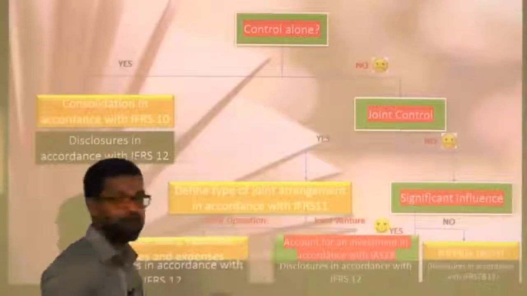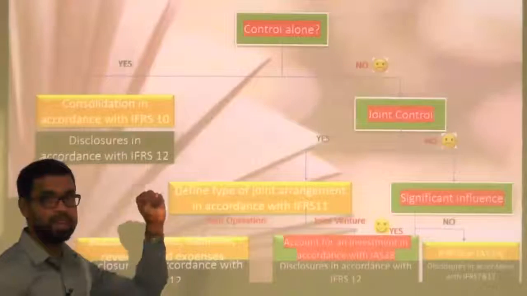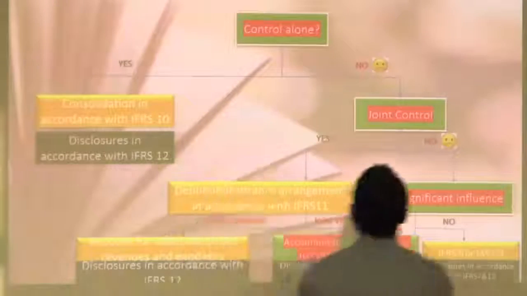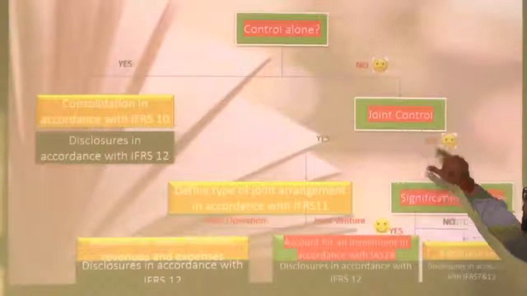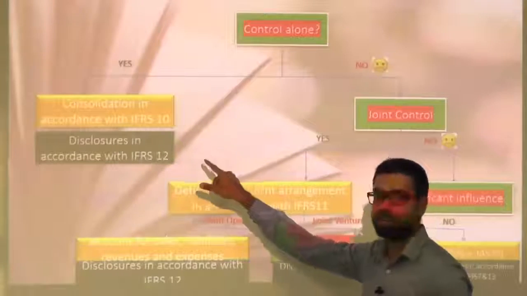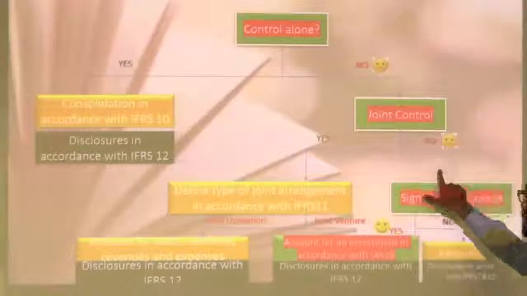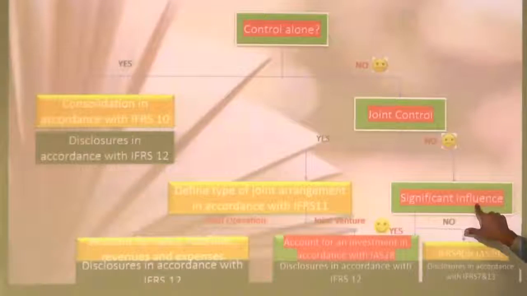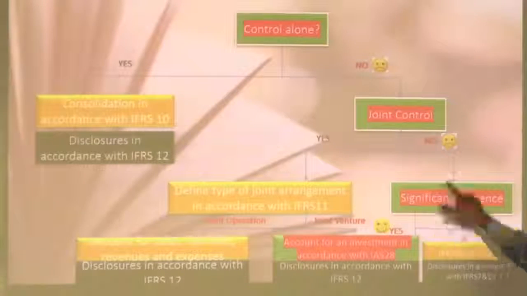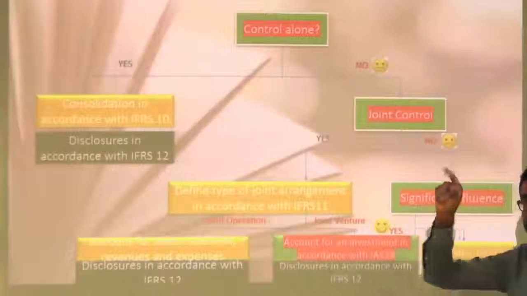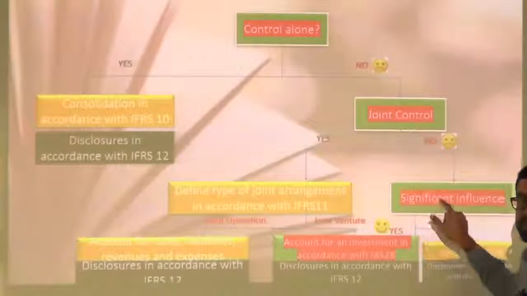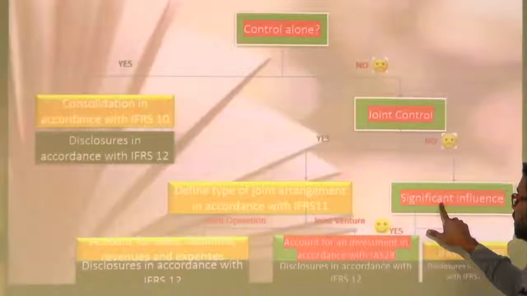So joint venture and joint operation, if you are controlling another entity with one or two other parties. If you are not controlling with some other party, no joint control, no single control, you are not controlling alone or with some other party, then significant influence, whether you can put significant influence. Yes, you can put significant influence on another party. We will discuss in detail what significant influence means today itself.